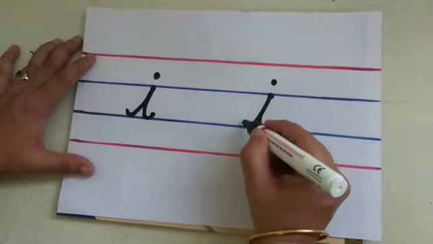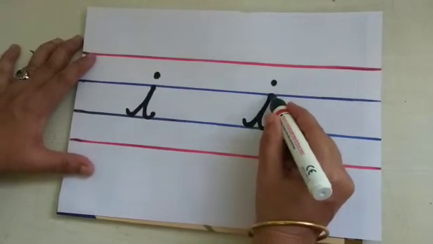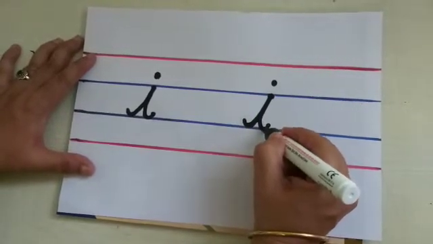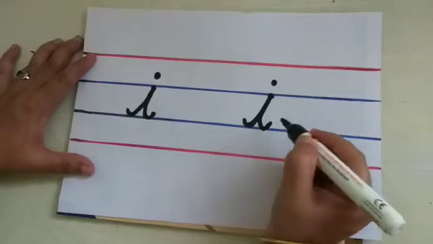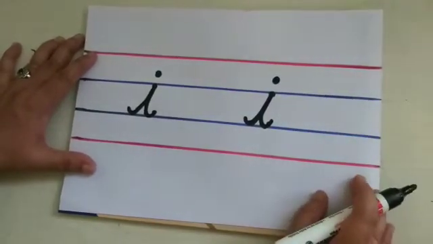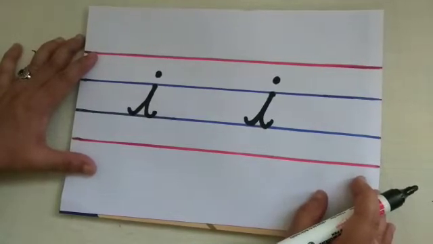Once again we will write. Make a small curve. Go up to the second blue line. Come down to the third blue line, make a small curve and put a small dot. Small cursive I.